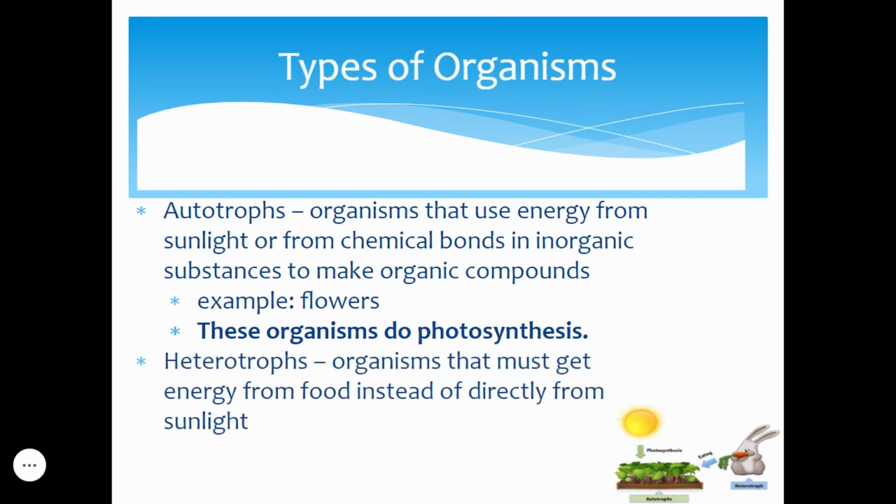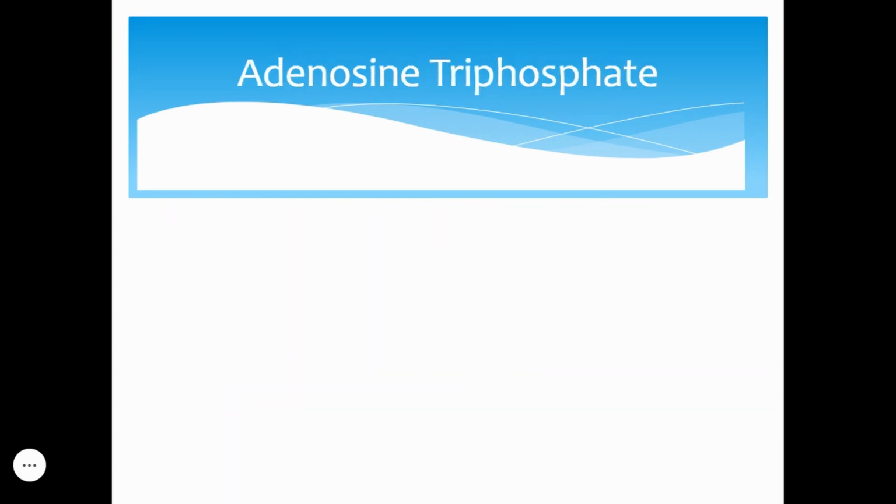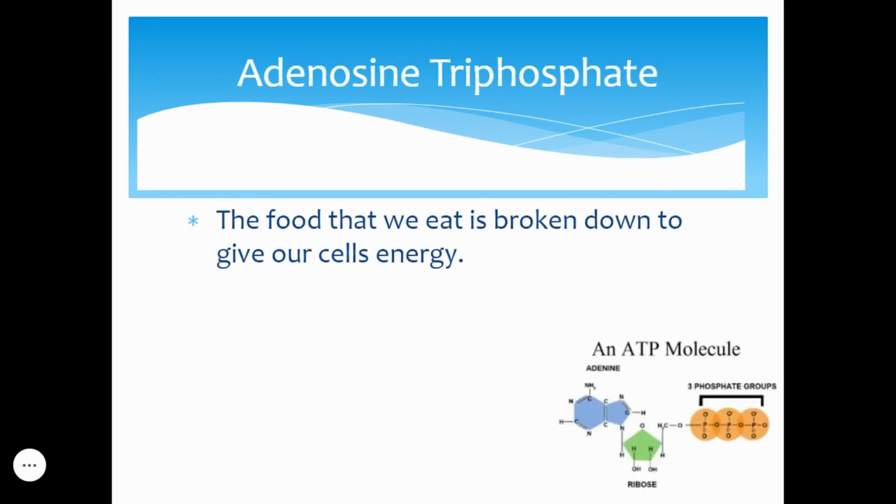The second type of organism is called a heterotroph. These are organisms that have to get their energy from food instead of getting their energy from the sun. An example of this is people. Now, the type of energy that cells can use is called adenosine triphosphate, or ATP. The food that we eat is broken down to give our cells energy.